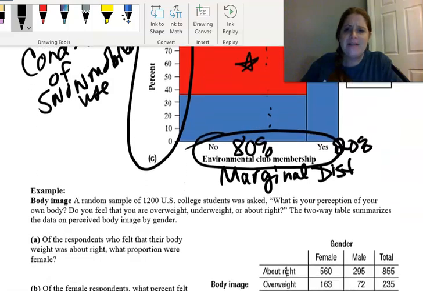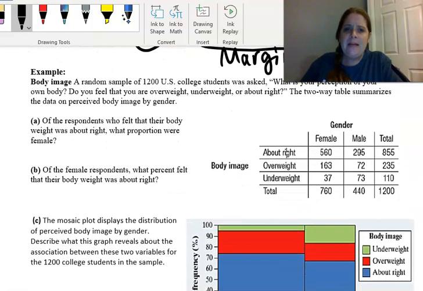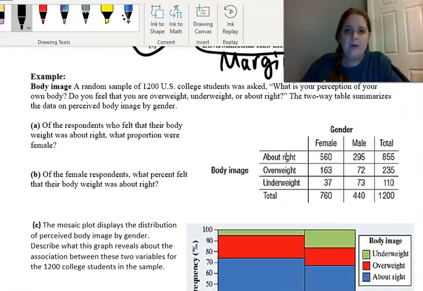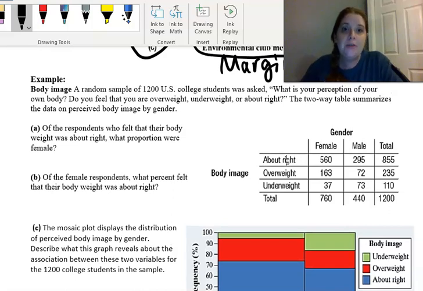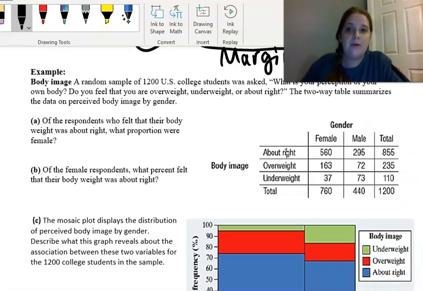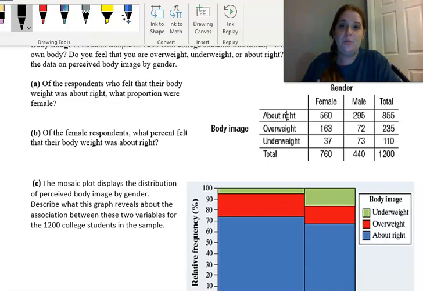All right, so let's look at this last question. It says for body image, a random sample of 1,200 U.S. college students said, what's your perception of your own body? Do you feel that you're overweight, underweight, or about right? And we have the two-way table that summarizes this perceived body image by gender. All right, so of the respondents who felt that their body weight was about right, what proportion were female?